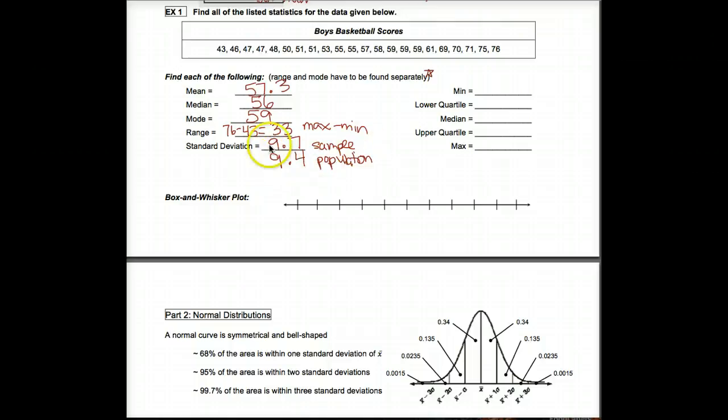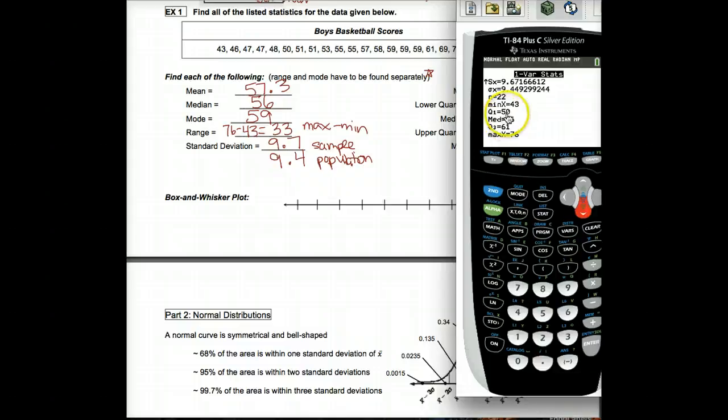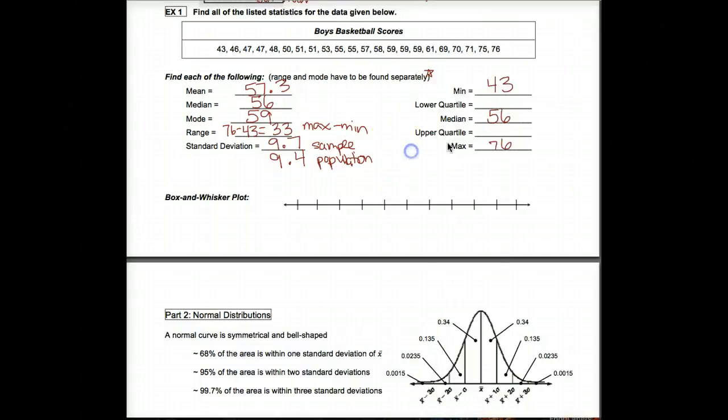This means how far does it go from my mean? So the mean is 57.3. How far does it deviate from that? So min and max I kind of already did here with the range. The minimum was 43. The max I know was 76. The median I already listed once. I'm listing it again because I need them all in a row. The lower quartile is 50, as I can see on the calculator, and 61 for the upper.